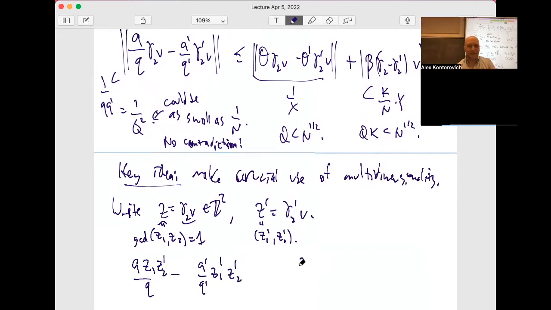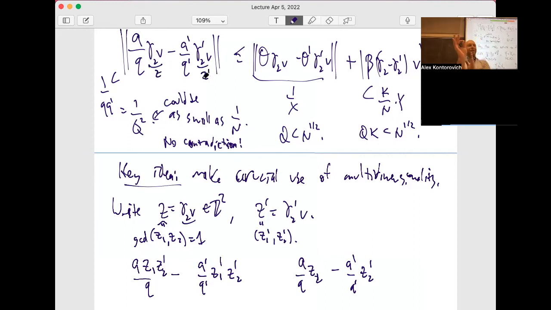I'm going to compare that to a over q z2 minus a prime over q prime z2 prime. How did you come up with these quantities? So I'm just looking at this. This is a over q z1 minus a prime over q prime z1 is small, and a over q z2 minus a prime over q prime z2 is small. But z is a vector, so I'm just looking at the components. You're looking at the components, yeah.